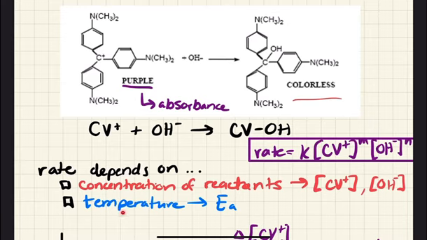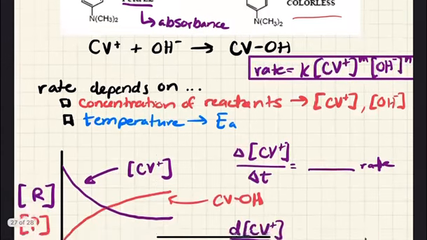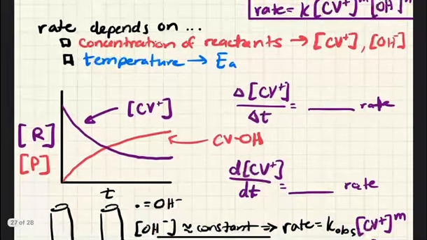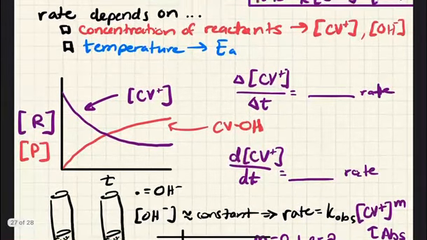Also, the temperature of the reaction solution will matter for the rate, and that's because at higher temperatures you have a larger proportion of molecules that can overcome the activation energy barrier compared to at a lower temperature. And we'll look at both of these concepts in this experiment. So first, thinking about concentration and rate.